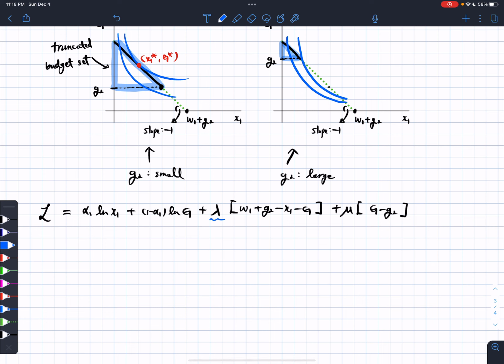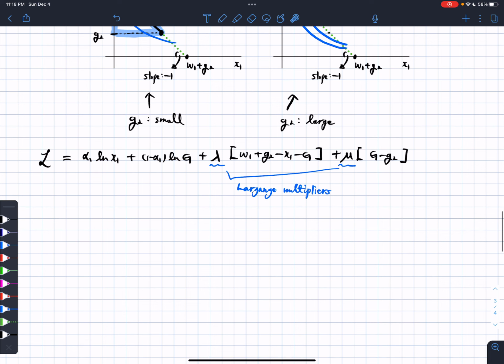Okay, so this lambda and mu, these guys are Lagrange multipliers. Okay, so how to get the solution? Well, what are the choice variables? Here I have x1, big G, and the Lagrange multipliers too, right? So we have to differentiate with respect to those four guys, including the Lagrange multipliers lambda and mu.